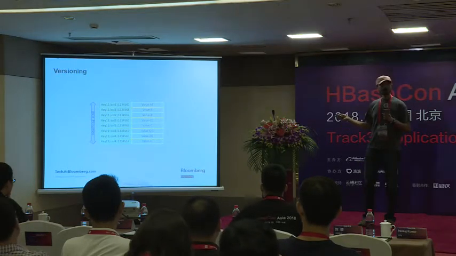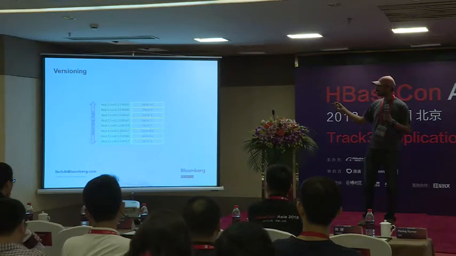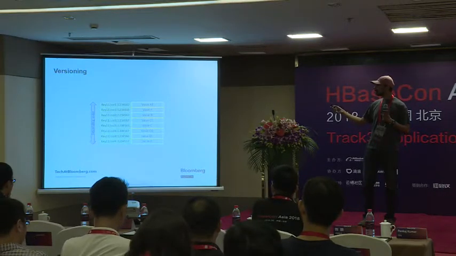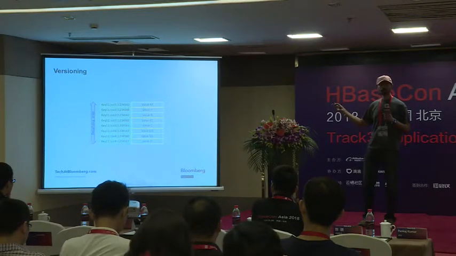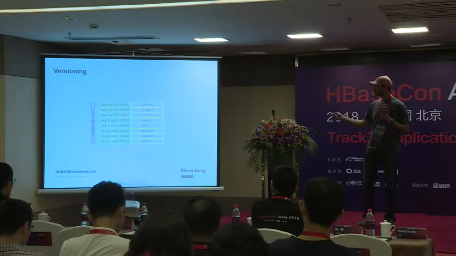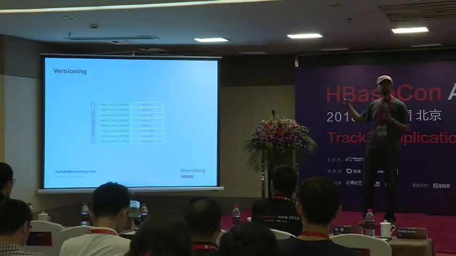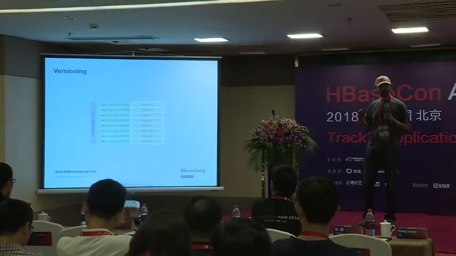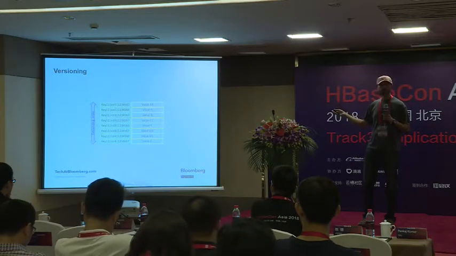And from the versioning perspective, as I said, the key consists of the key value, the column name, and the timestamp. So it uses the timestamp to do the versioning. Internally, it keeps the timestamp in descending order. What that means is, when you do a get or a read, it gives you the latest version of the value. That's how it achieves the versioning concept.